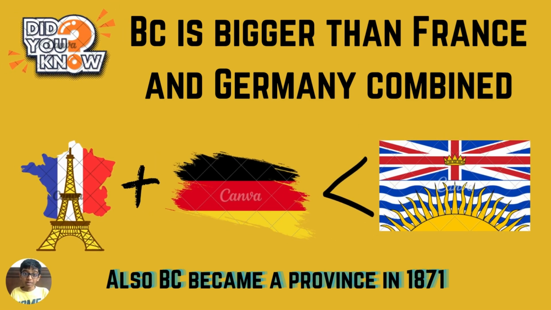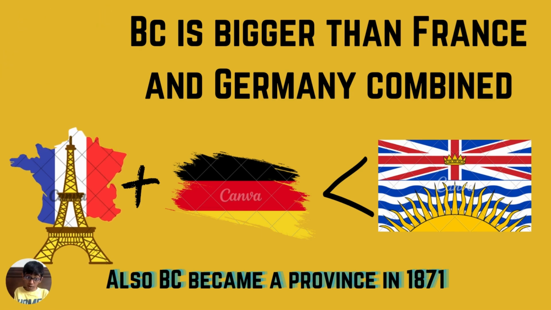Did you know BC is bigger than France and Germany combined? So as you can see, I have France, which is with the Paris Eiffel Tower, and then plus Germany, which is the greater than symbol with BC's flag. I'm glad I'm a math person. That's why I added that. Also, did you know that BC became a province in 1871?